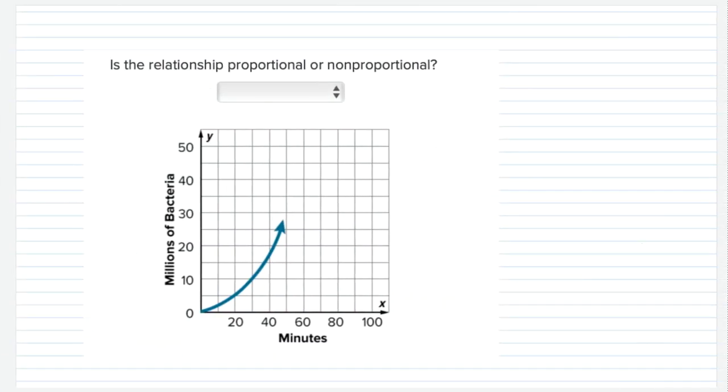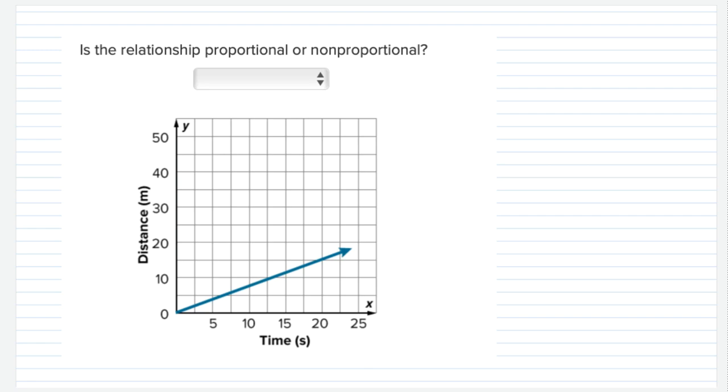All right, this next one. It does start at 0, 0. But is this a straight line? Nope, it definitely curves. So even though it's going through the origin, because it's not a straight line, we're going to say it's non-proportional.